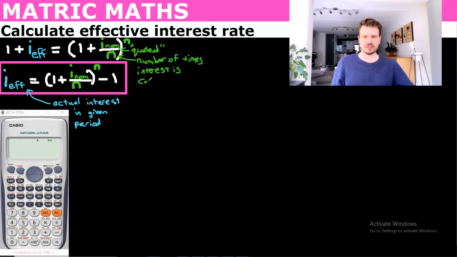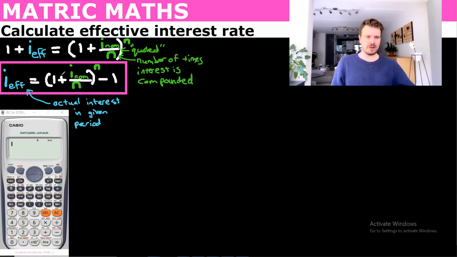So you need to learn this formula because it's not in the formula sheet. So you learn the one in pink. So I effective is equal to 1 plus I nominal over n to the power of n, minus 1. So that's how we rearrange that formula.